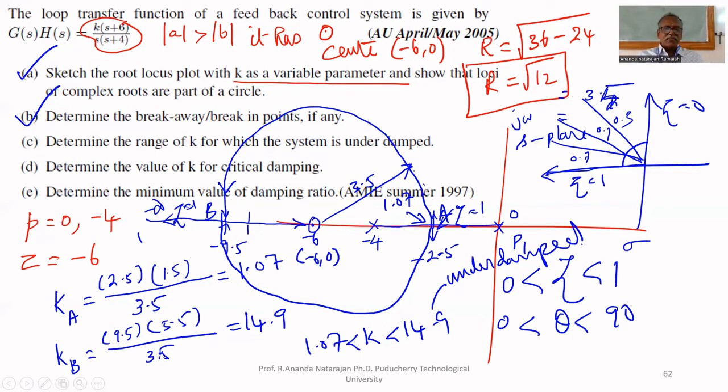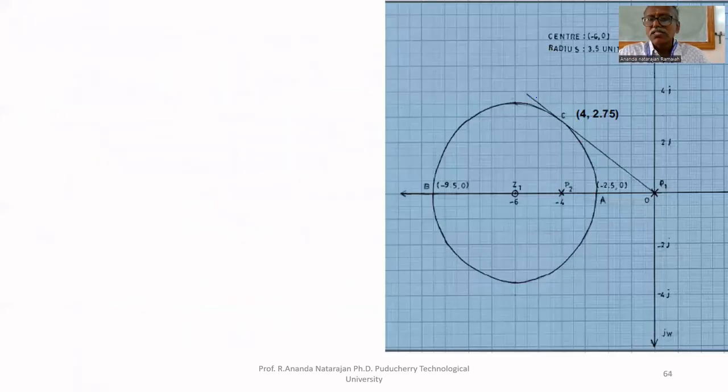The next question is, determine the minimum value of damping ratio. This is the plot, a circle. When will zeta be maximum? The maximum value of zeta is 1, and the minimum value of zeta is 0. If the angle theta increases, zeta decreases from 1. If it comes here, it decreases further.